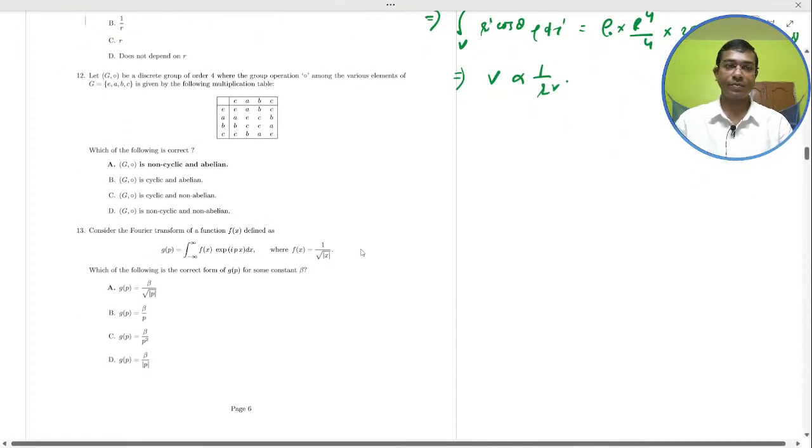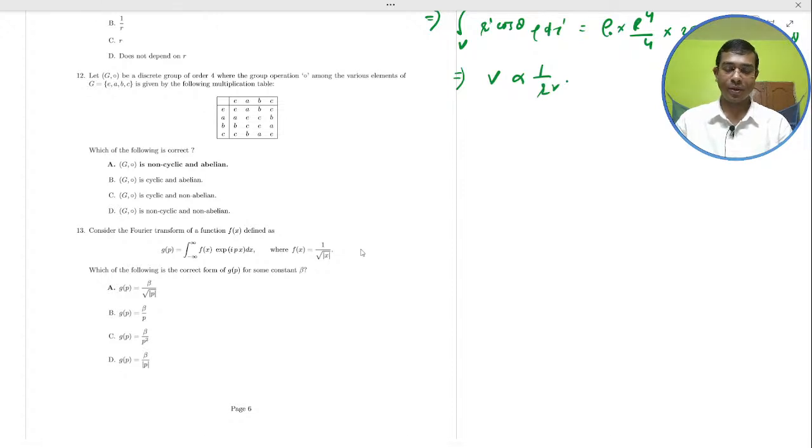Let Z be a discrete group of order 4, where the group operation among the various elements of Z equal to E, A, B, C is given by the following multiplication table. Which of the following statements is correct?